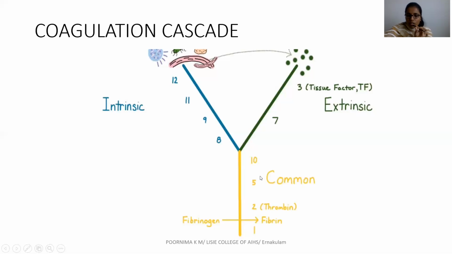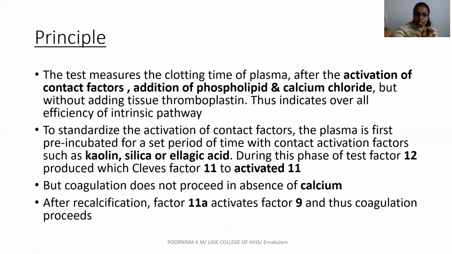Okay. So let's discuss the principle of activated partial thromboplastin time. The principle of the test is that the test measures clotting time of plasma after the activation of contact factors, addition of phospholipid and calcium chloride, but without adding tissue thromboplastin. So this indicates the overall efficiency of the intrinsic pathway. To standardize the activation of contact factors, plasma is pre-incubated for a set period of time with the contact activation factors such as kaolin, silica or ellagic acid.